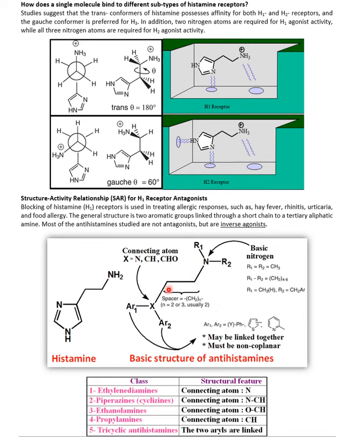And of course this is called a spacer, so the length of this spacer could be 2 or 3, with 2 preferred. And then finally you have the basic nitrogen, which contains 2 alkyl groups. The alkyl groups could be methyl, or they could be an alkyl group of length 4 to 6, or, for example, one of them could be a methyl and the other one could be benzyl, which is aromatic with CH2, for example.